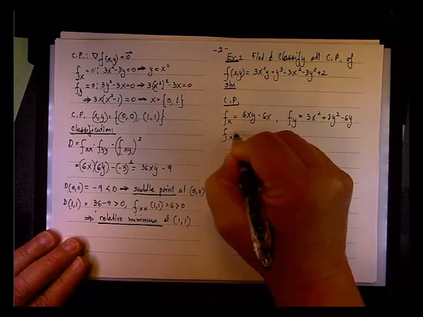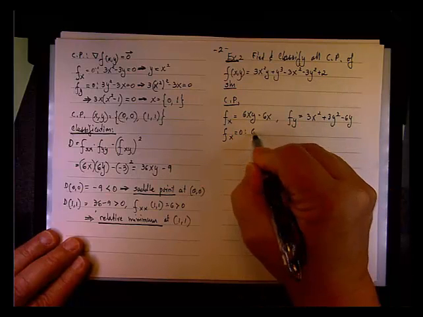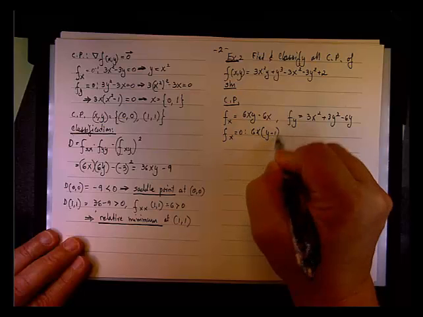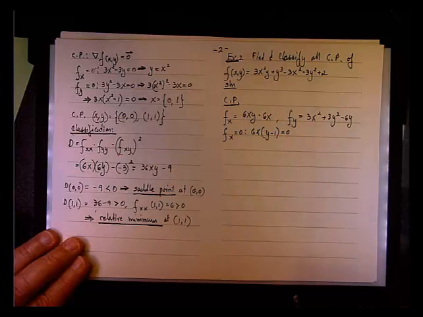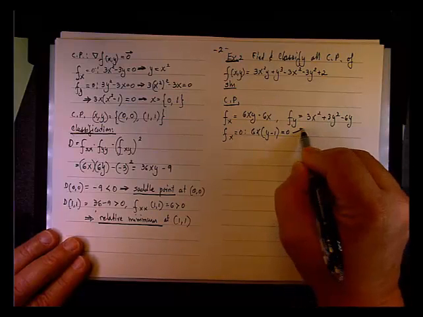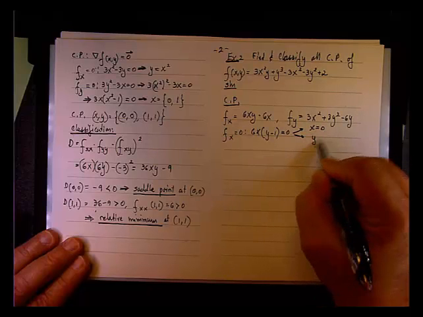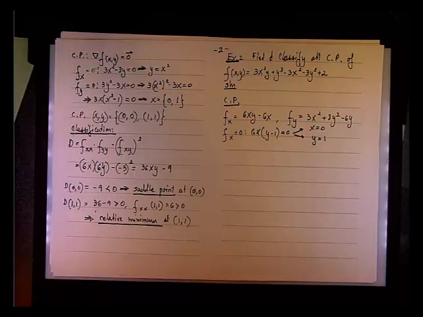So we want del f del x to equal 0. So we factor 6x, and we have y minus 1, and we're going to say this is equal to 0. And therefore we have two solutions here. One solution is x equals 0, and the other is y equals 1. So keep that in mind.